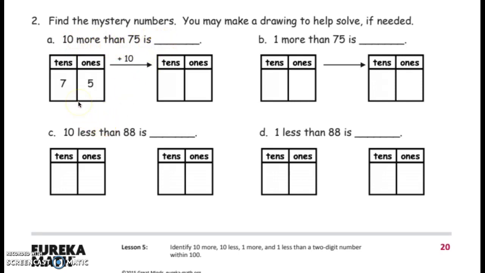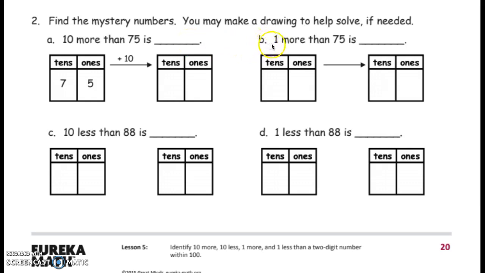So here's the starting number for the place value chart. They showed you the arrow way of plus 10. They added 10 for 10 more. Now fill in the place value chart to show what 10 more than 75 is, and write the answer on the line. Pause the video as you need to.